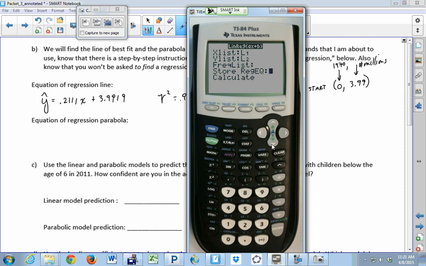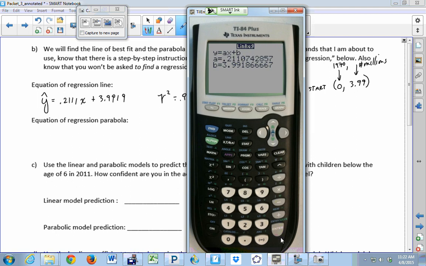To get to y1, which one do you hit? Beside the y equals, you have to store it in there, and we don't have the equation yet. Vars, y vars, enter. We don't have the linear equation in y1 because I've switched calculators, so I'm going to use y1 again here. And now I go down to calculate and I hit enter.